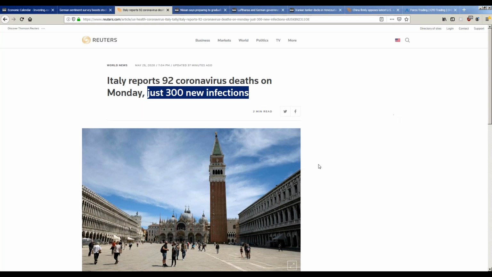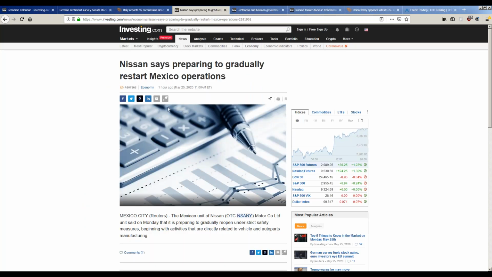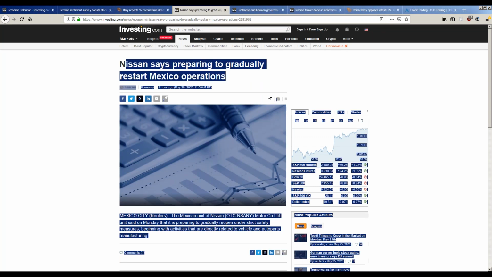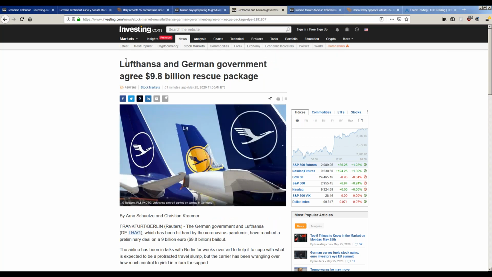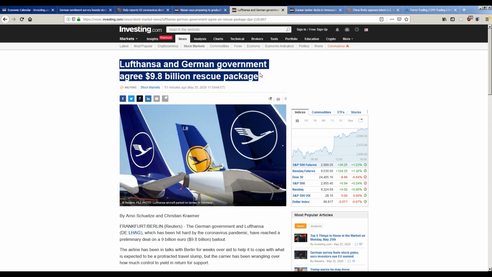Okay, this was the story today. Positive headlines from all the way this morning. Futures in the green, volatility index dropping. Okay, more positive headlines, right? Nissan says preparing to gradually restart Mexico operations. Everything's the reverse of what it was a month and a half ago. Instead of saying everything's shutting down, the headlines now are reading things are starting to open. Headline after headline. Lufthansa and German government agreed a $9.8 billion rescue package. Again, a positive sentiment headline, creating momentum through the day today.